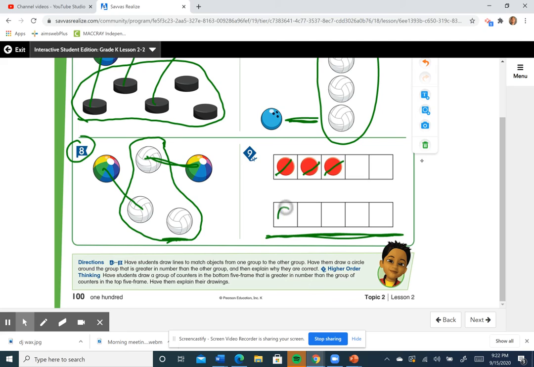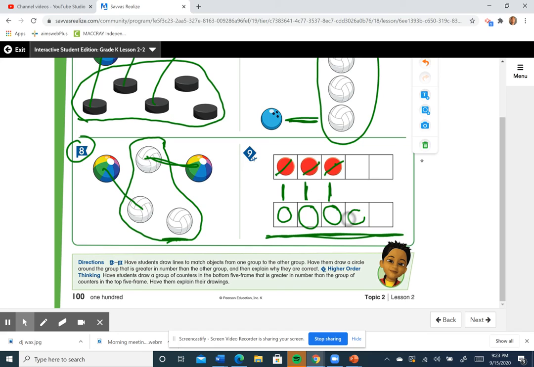So let's draw 1. Okay, is that greater than 3? No, because if I match these 2 up, I still have 2 extra over here, right? So let's draw another one. How about now? I have 2 matches or 2 pairs, but I still have an extra red one. So I need to make another counter. Now they all have pairs, right? But is there more green? No, they're the same. And if we remember from yesterday, that means equal.